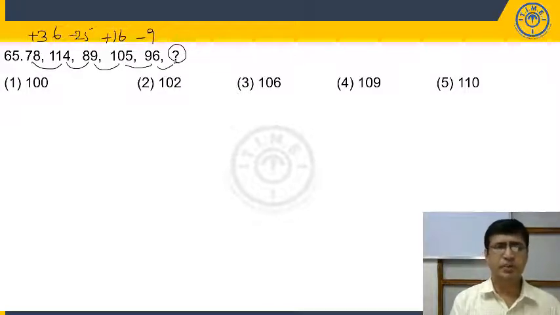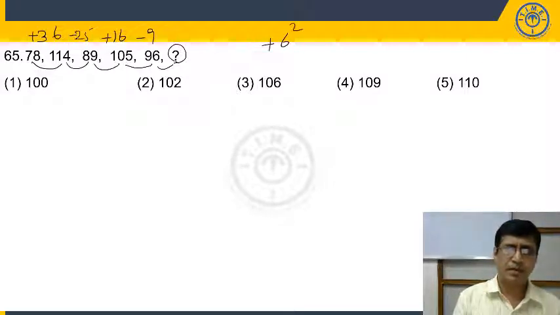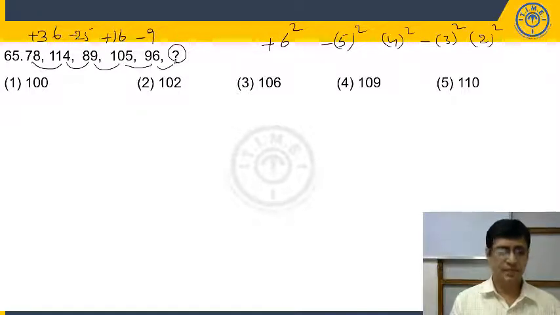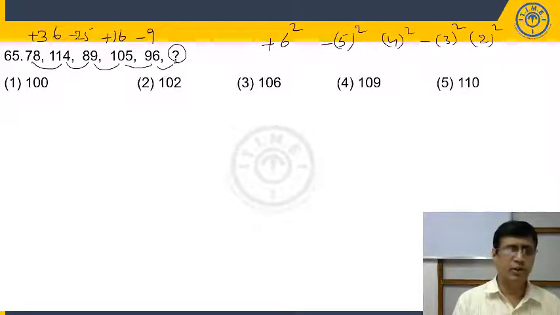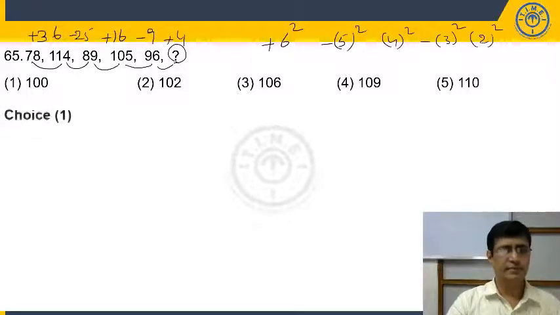So 36 is a perfect square. It is 6 square. And 25 is also a perfect square, so minus 5 whole square. The next one is a 4 square. The next one is a 3 square. The next one is a 2 square and so on. Am I right? So how much is the value here? 2 square. 2 square means we need to add 4 here. 96 plus 4. Yes, you are right. So how much is the answer? It is 100. Option number 1.